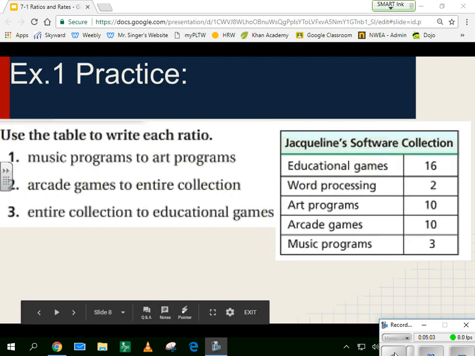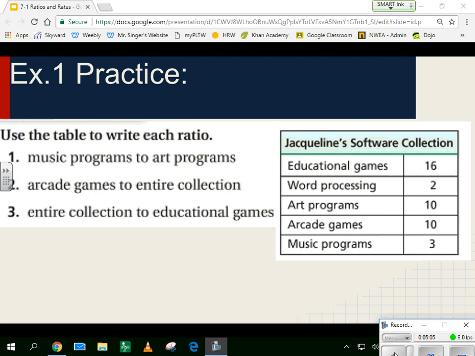Here's your turn to show me what you can do. You've got 3 different questions here. Remember, you're going to pick which way you want to write the ratios. You don't have to write them 3 different ways, just once. The first one is music programs to art programs. That's a part to part. Then it's arcade games to the entire collection. That's part to whole. And the entire collection to educational games would be whole to part. Good luck.